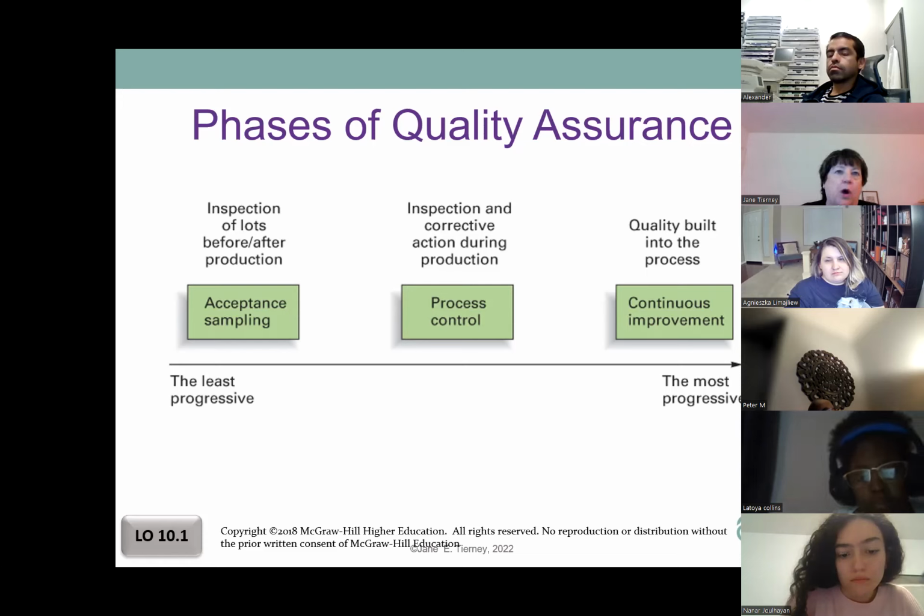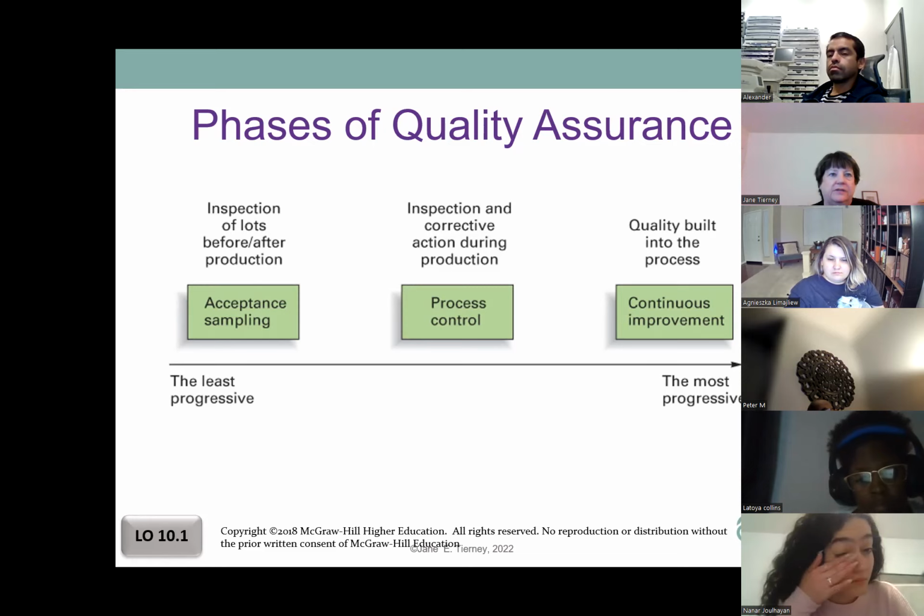If we have quality built into the process and we have this culture of continuous improvement and tools to do that, that's progressive. And in the middle there are our process controls, where we're doing some inspection and corrective action during the production to make sure that we stay on track. And a lot of companies are in this middle area.